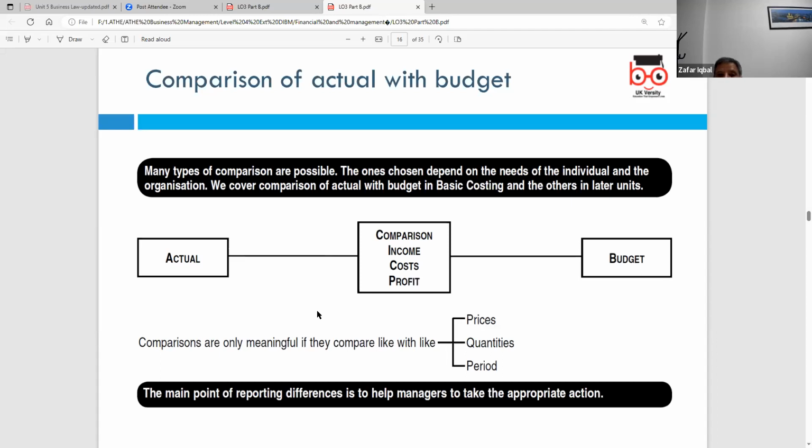So mainly, if the budget is overspent or underspent, we need to check why they have overspent or underspent, from the actual and from the budgeted budget, i.e. this is how much we're going to spend, but this is what we actually spent. So this is a variance. These are the variances.